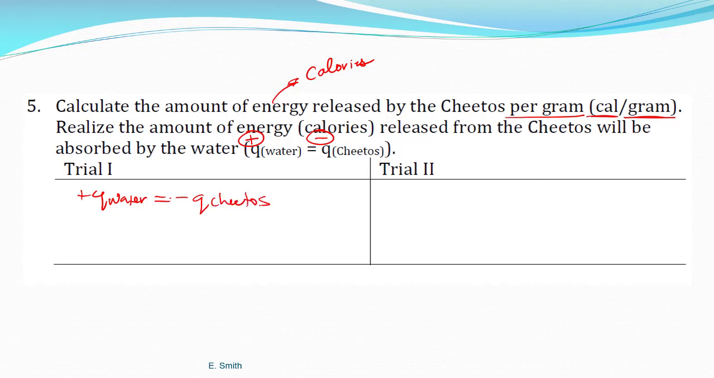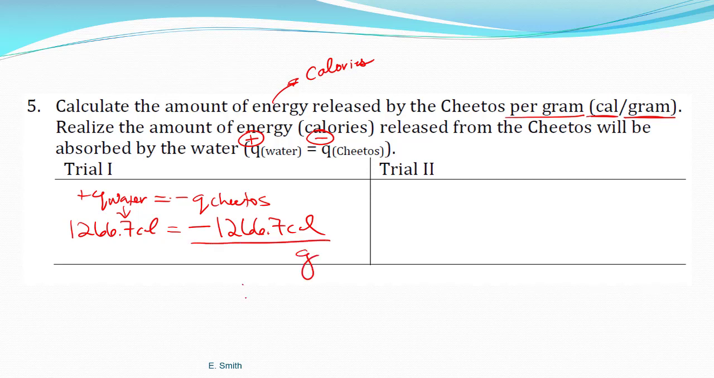So what that means is my answer for question number 3, I had an answer of 1,266.7 calories for the Q of the water, which would mean that that energy came from the Cheeto, which means that it released 1,266.7 calories. But the whole Cheeto did not burn, and I want to know the answer in calories per gram. So what I'm going to do is divide this by the mass of the Cheeto that burned.